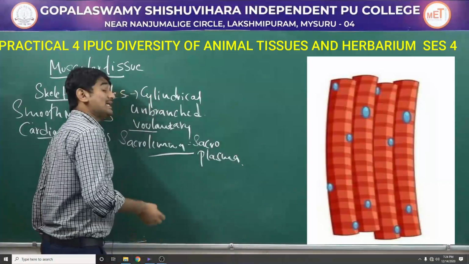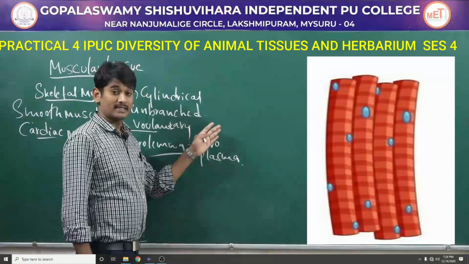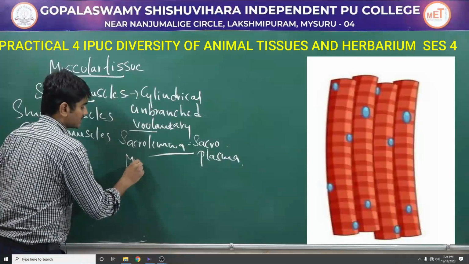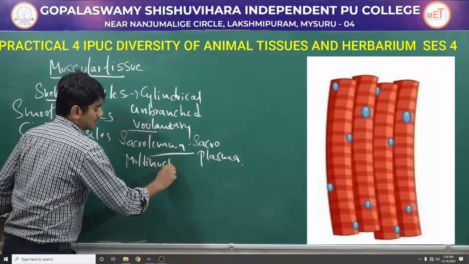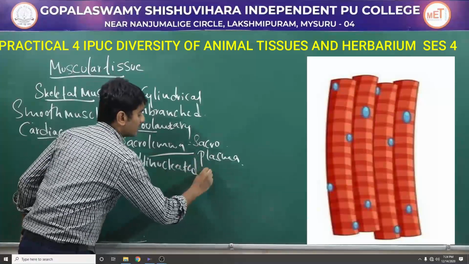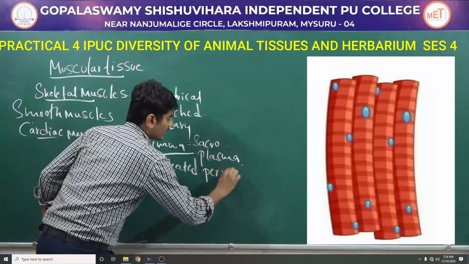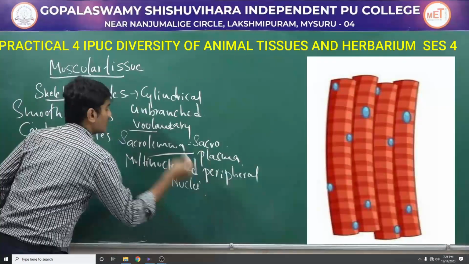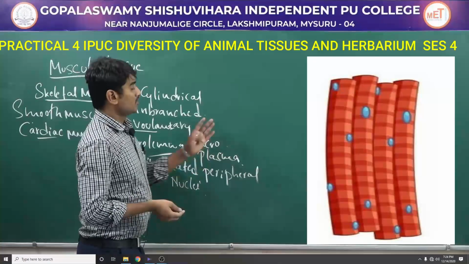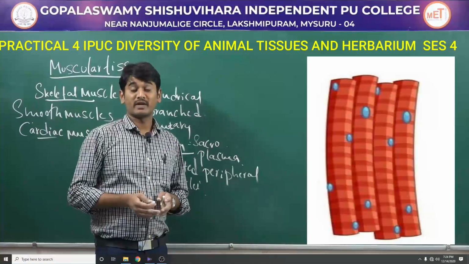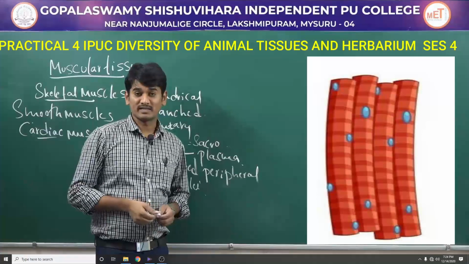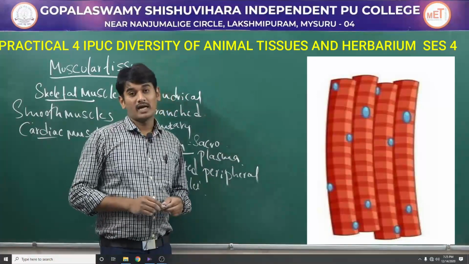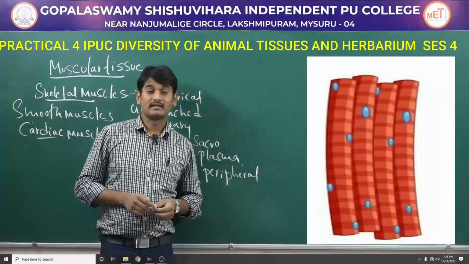Showing, we can observe, multinucleated peripheral nuclei, and presence of numerous, which means great in number, myofibrils, which means muscle fibrils. It shows alternate dark and light bands. These are all about skeletal muscles.